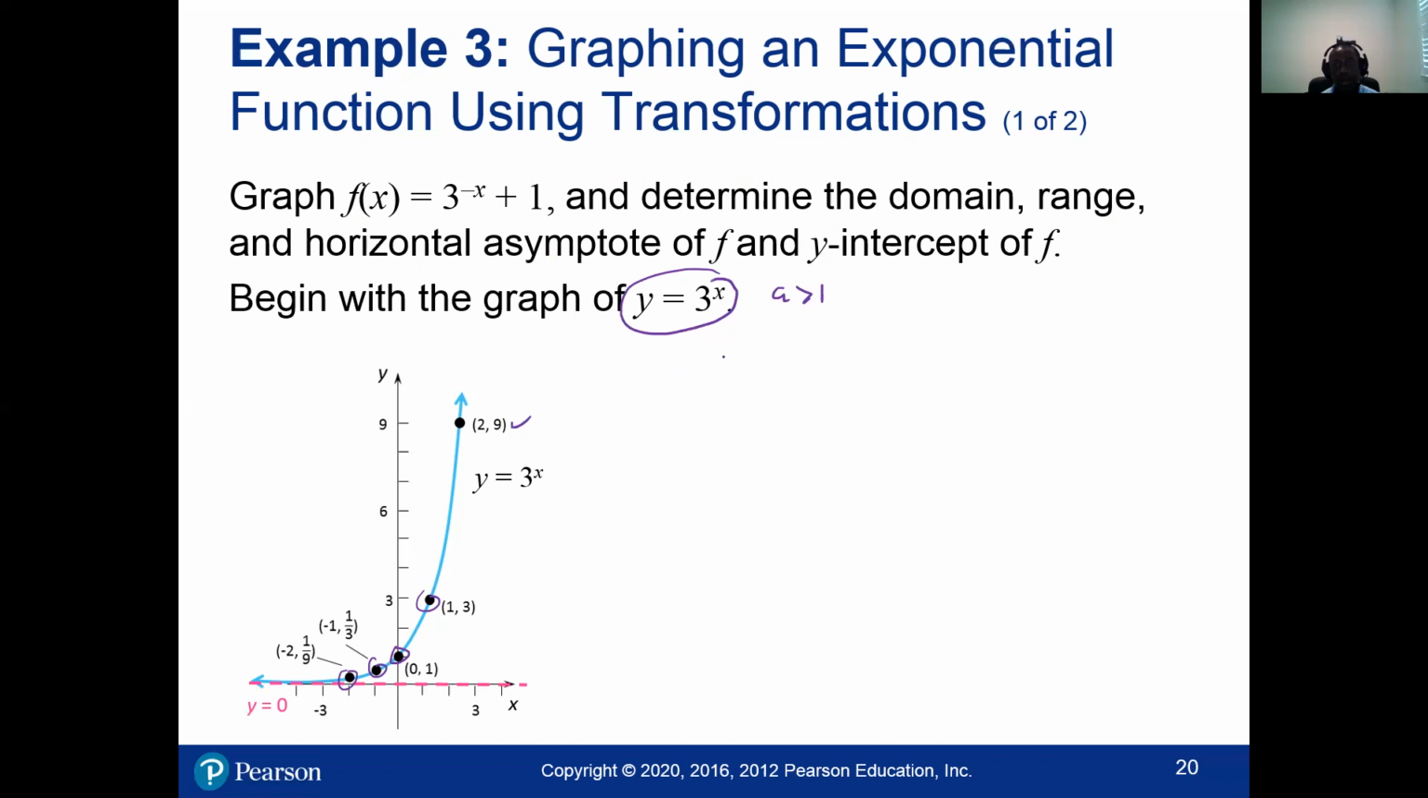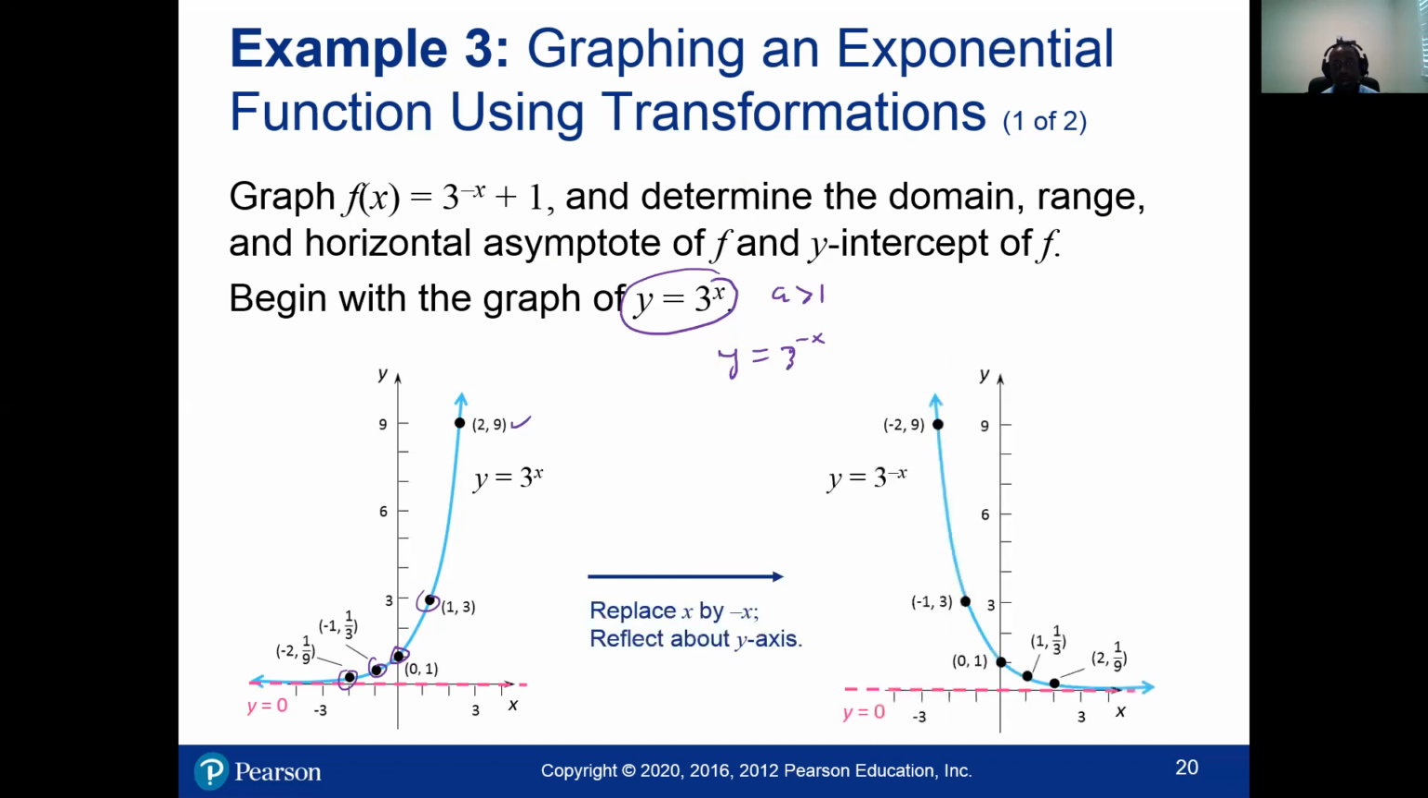Now, when you have y is equal to 3 to the negative x, what does it mean? We replace the x with negative x, which is a reflection in the y-axis. So we reflect this graph in the y-axis. The point 2, 9 becomes negative 2, 9. The point 1, 3 becomes negative 1, 3. And the point negative 2, 1/9 becomes positive 2, 1/9. And so that gives us this graph.